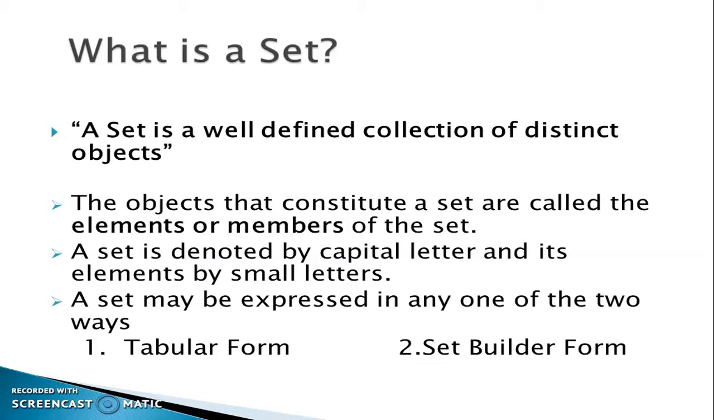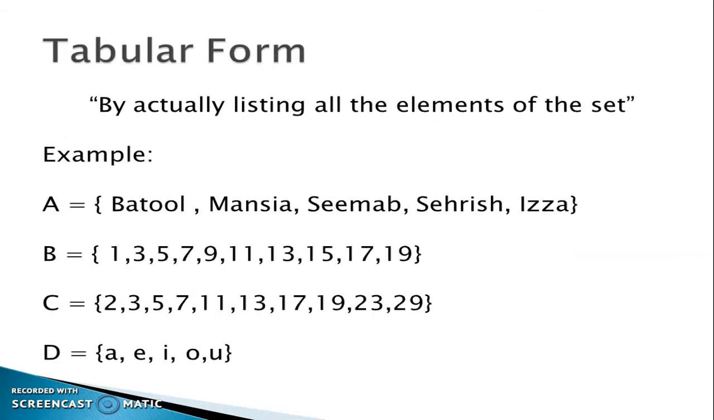The objects that constitute a set are called the elements or the members of the set. A set is usually denoted by the capital letters, whereas the elements by the small letters. A set may be expressed in any one of the two ways, a tabular form or a set builder form. In a tabular form, we write a set by actually listing all the elements of the set.